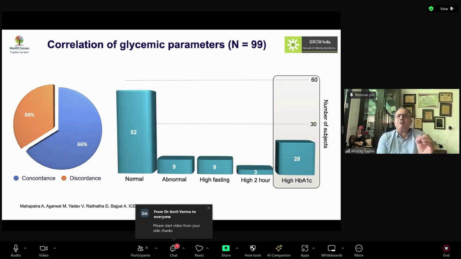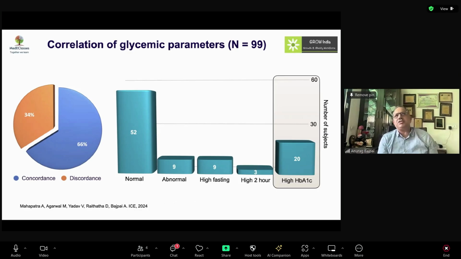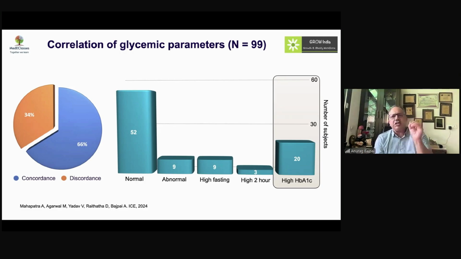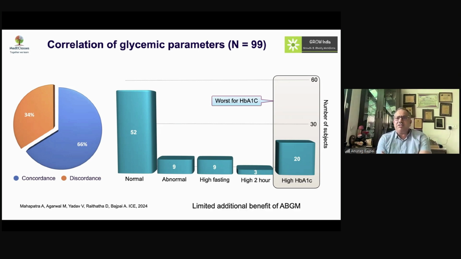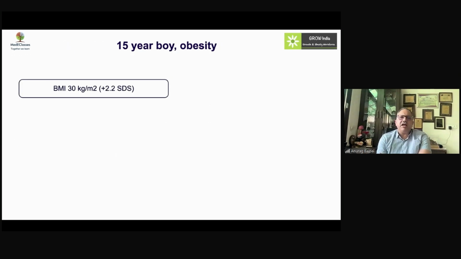So if you're using HbA1c as a criterion for dysglycemia in children, use a higher cutoff, and some people suggest, including us, that we should use a cutoff of 6% rather than 5.7%, because 5.7 to 6% usually will have normal fasting, normal CGM, normal 2-hour value. So HbA1c has a limited role in that regard.